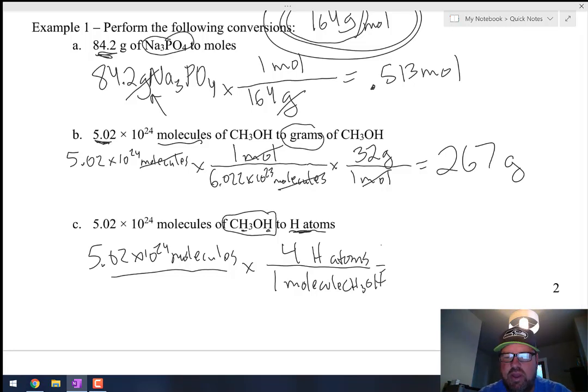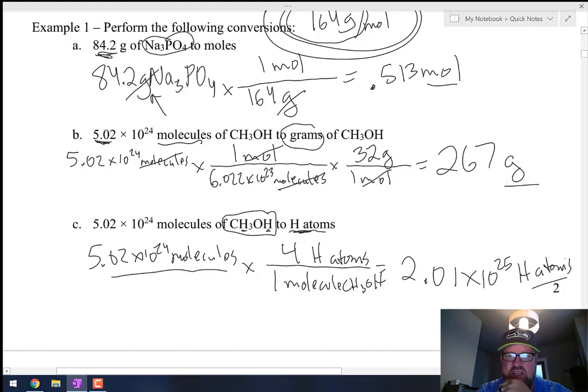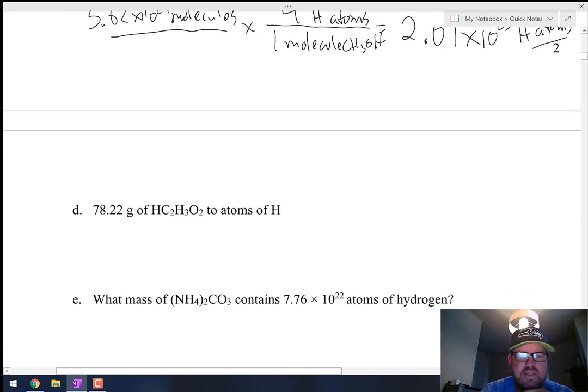Okay, so now I'm going to take that number, again, 5.02 times 10 to the 24th, and I'm going to multiply it by 4. And that equals 2.01 times 10 to the 25th hydrogen atoms. Notice I'm writing my units for each of these. Again, not a huge deal unless they specifically ask for it on the AP test.